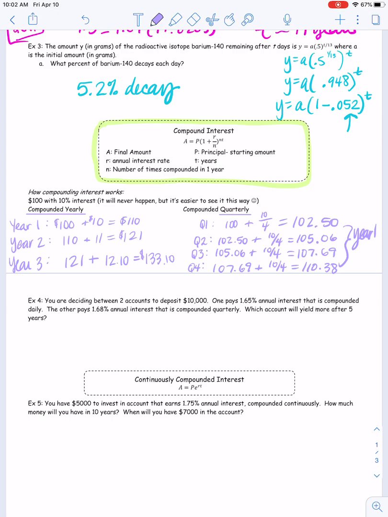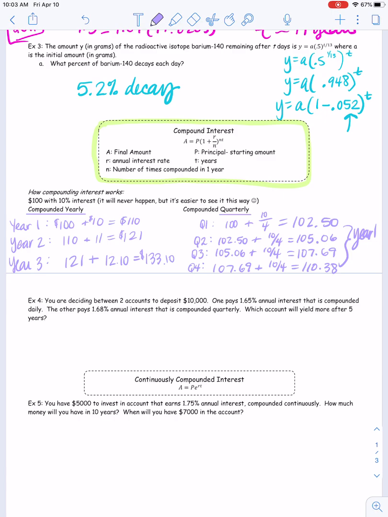It's going to be 1 plus R over N. R is your annual interest rate. So in this particular problem, it was 10%. N is the number of times you're compounding in the year. Well, if you're compounding yearly, that's just 1 time in that 1 year. So anything divided by 1 is just that rate. If you're compounding quarterly, then that's 4 times in a year. So that rate divided by 4. If you were compounding monthly, there's 12 months in a year. So that would be the R divided by 12. If you were compounding daily, there's 365 days in a year. So it'd be R divided by 365, etc., etc.